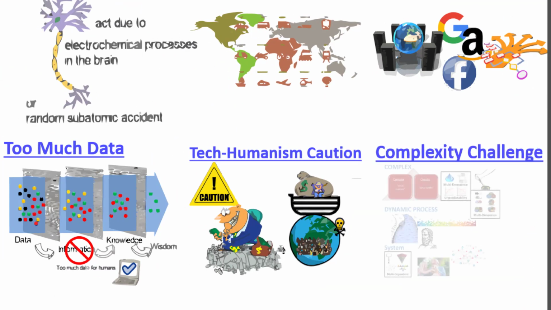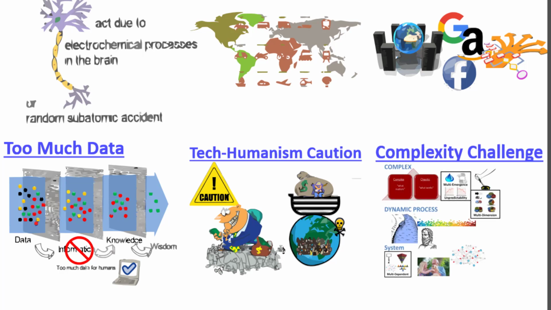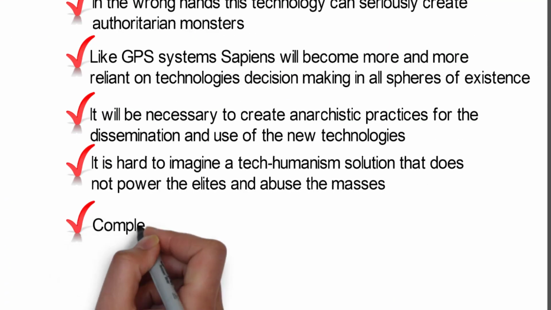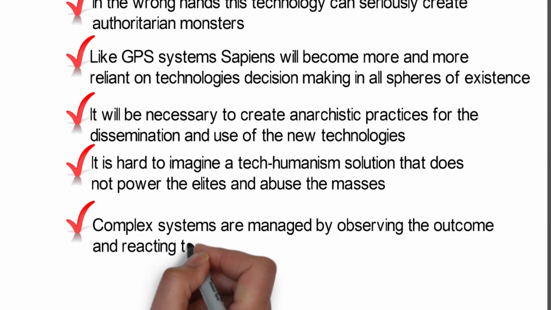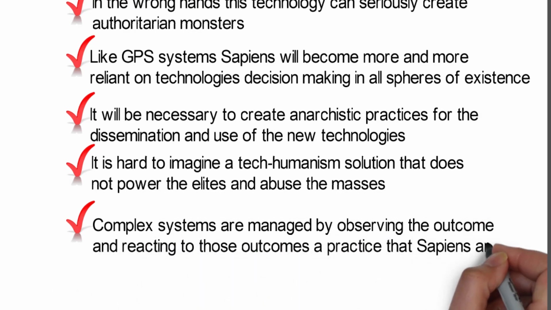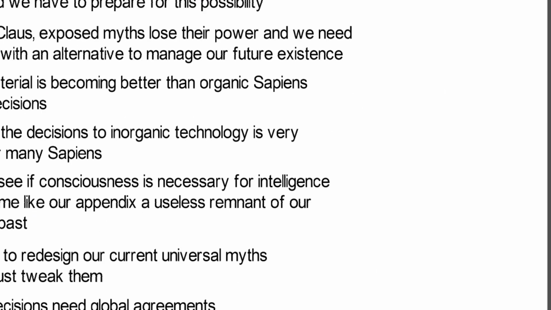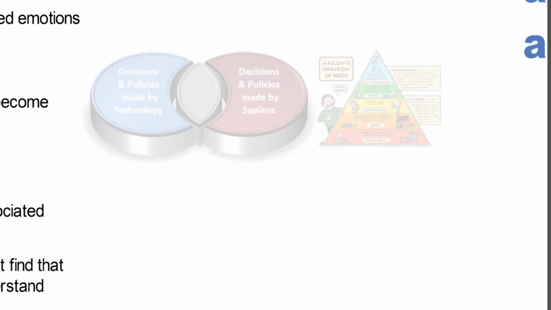And then the last item that we have is the complexity challenge. I've added this; he talks about level 1 and level 2 complexity, but complex systems are currently outside the realms of sapiens intelligence and therefore require some partnership with technology. We have to partner with technology. And the reason this is important is because complex systems are managed by observing the outcome and reacting to those outcomes, a practice that we as sapiens are just ill-equipped for.